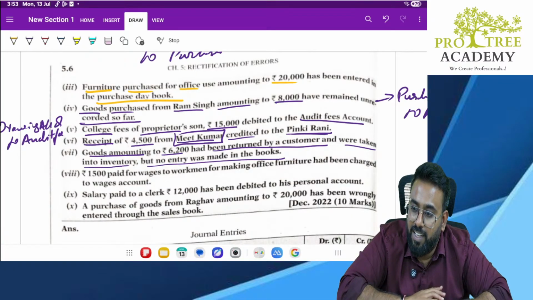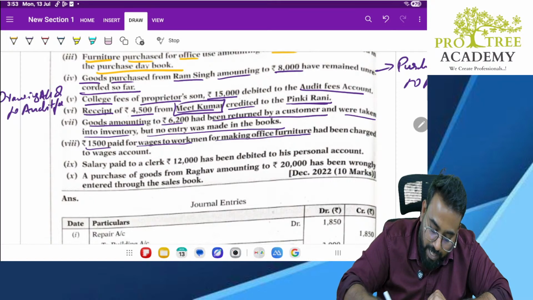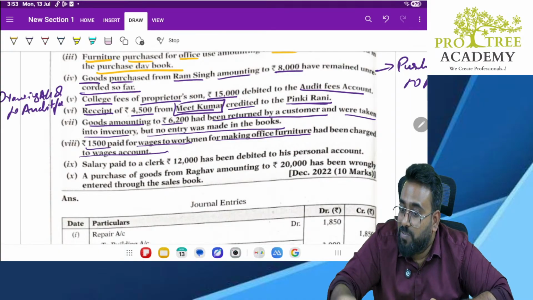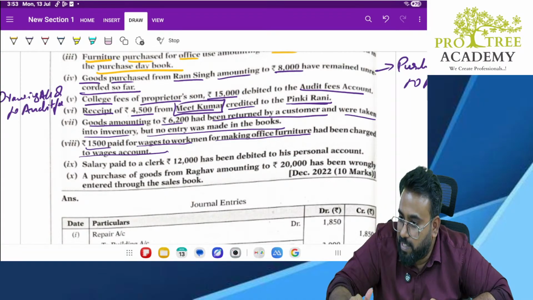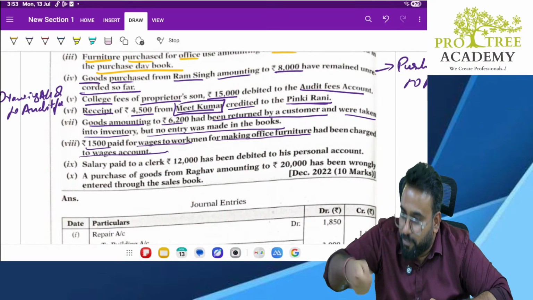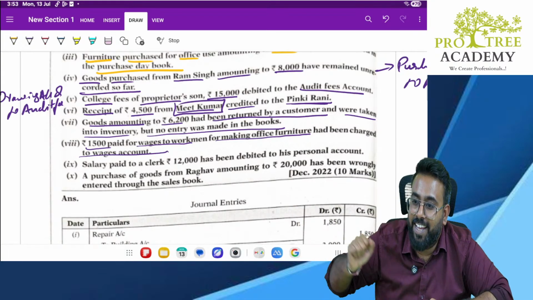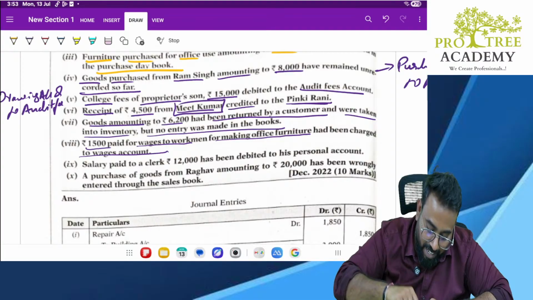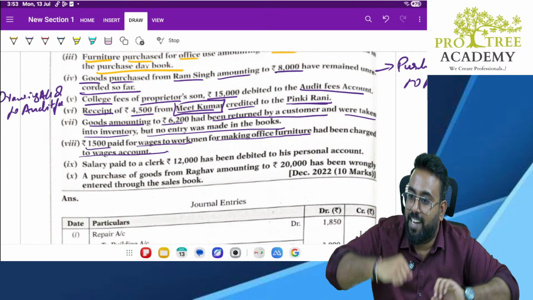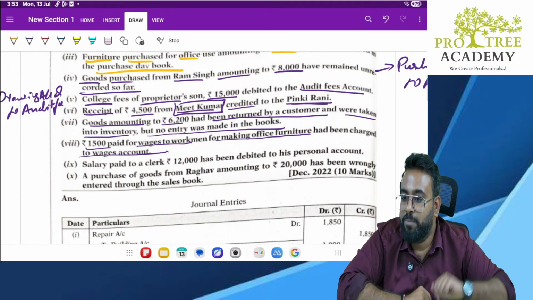Clear? Now 1,500 paid for wages to workmen for making office furniture had been charged to wages account. Now understand the concept. This wages has been paid towards what kind of expenditure? Capital or revenue? Full question you should read. Wages to workmen for making office furniture. Will you keep making office furniture every day? Is it a recurring item or non-recurring item? Non-recurring in nature. So it becomes capital expenditure.